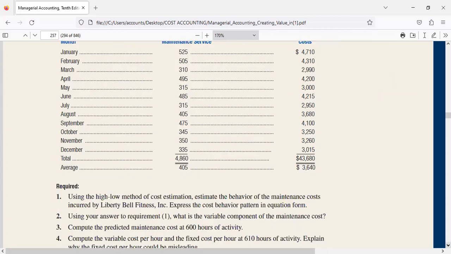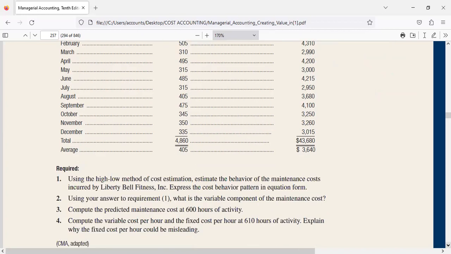What are we required to do? Using the high-low method of cost estimation, estimate the behavior of the maintenance costs incurred by Liberty Bell Fitness Inc. Express the cost behavior pattern in the equation form. Using your answer to requirement 1, what is the variable component of the maintenance cost?